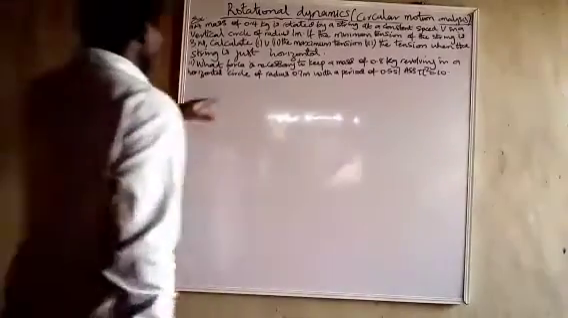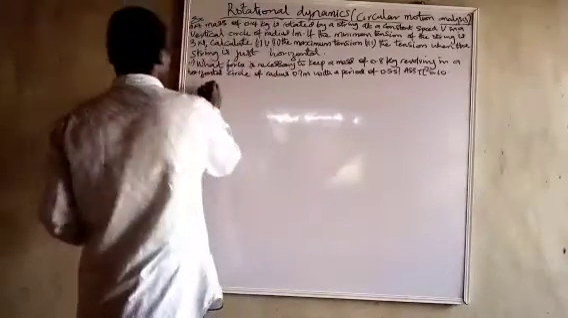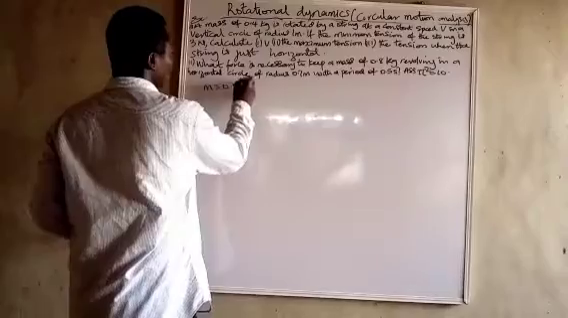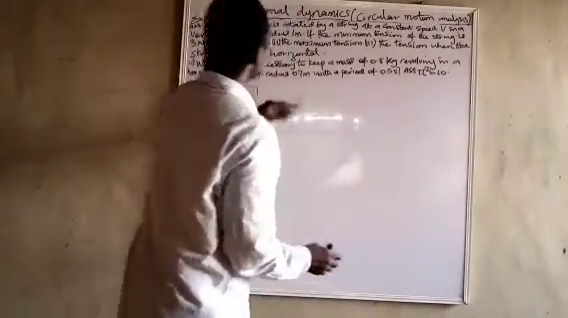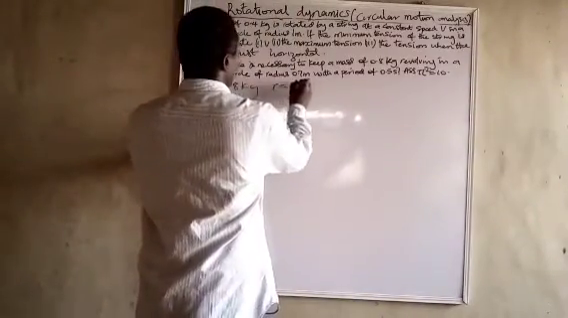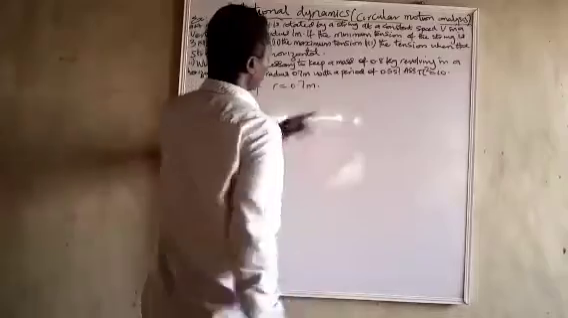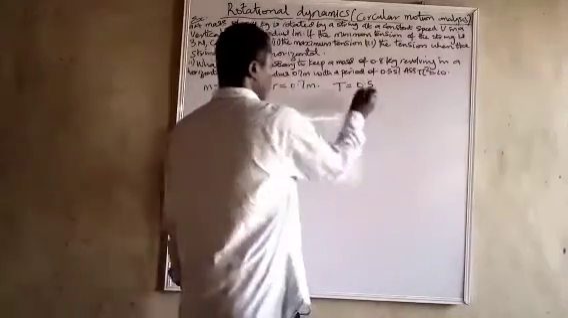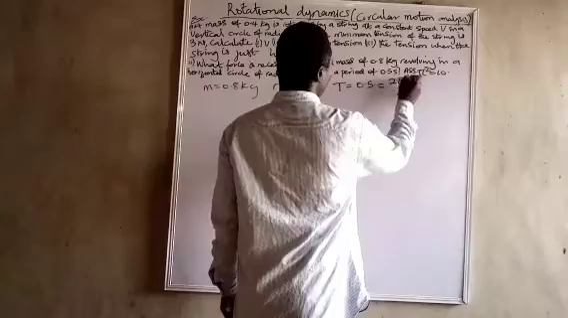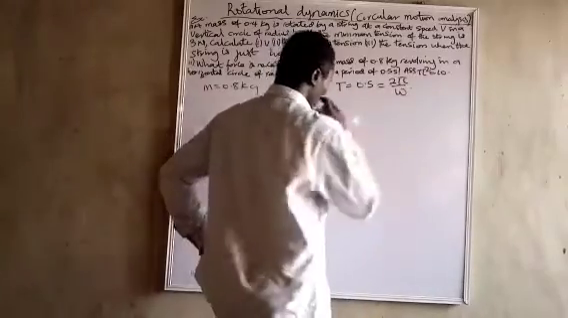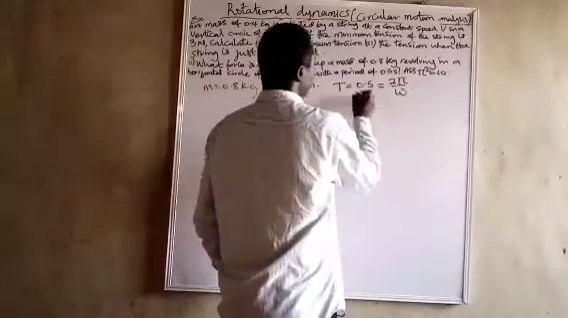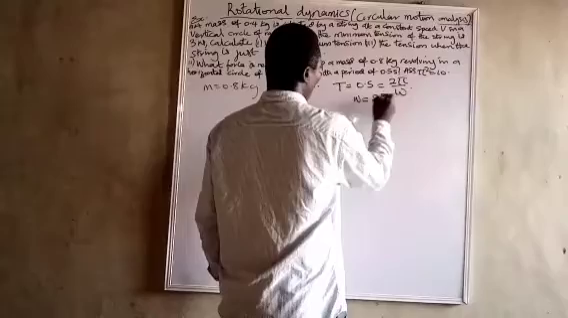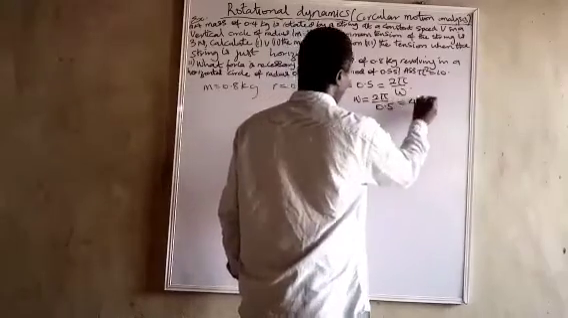Now we are asked, what force is necessary to keep it revolving? So we have mass m equals 0.8 kg, and radius is equal to 0.7 meters. We are given period T is equal to 0.5, which is equal to 2 pi over omega. So our omega is equal to 2 pi over 0.5, which is 4 pi.